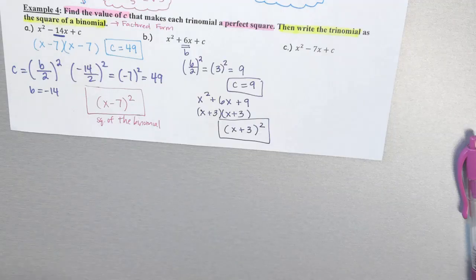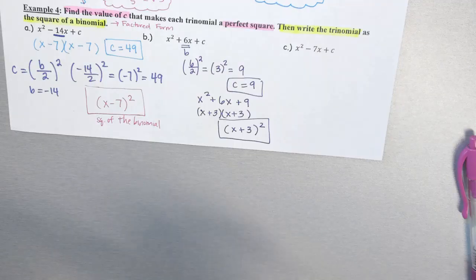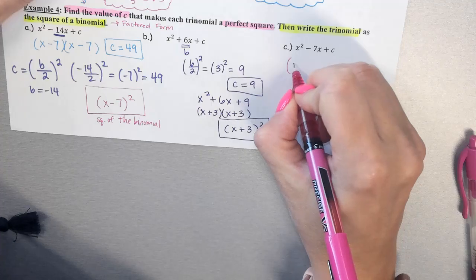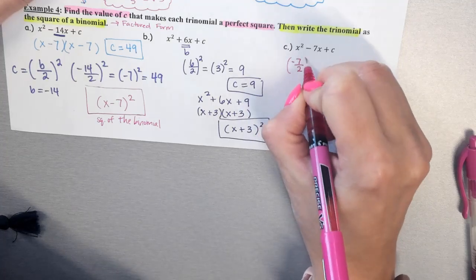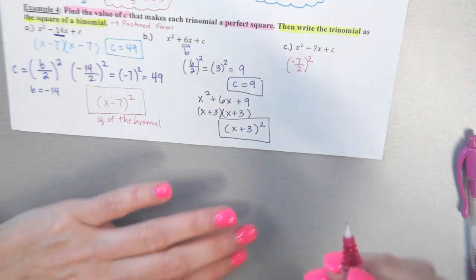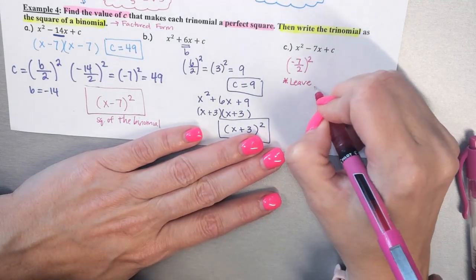All right, now the last one here, x squared minus 7x plus c. Let's use our equation again. Our b value this time is negative 7. If this is a decimal, we're going to keep it as a fraction. So leave as a fraction, not a decimal.